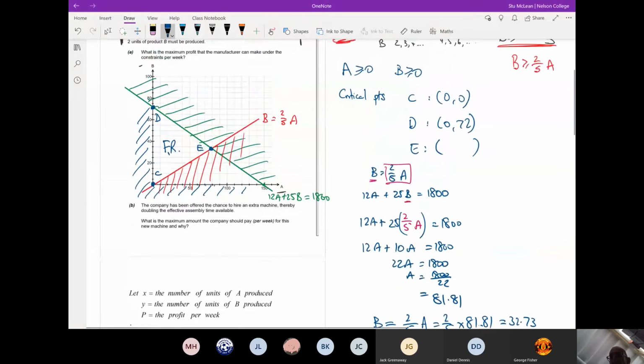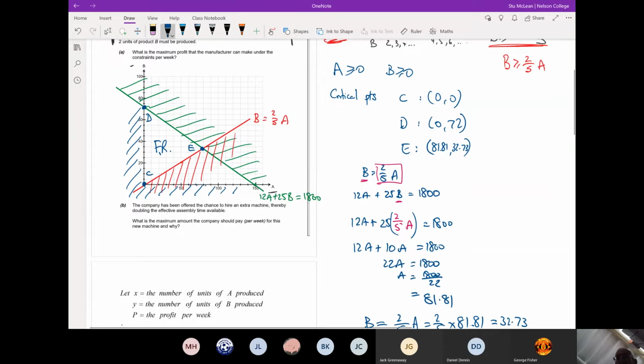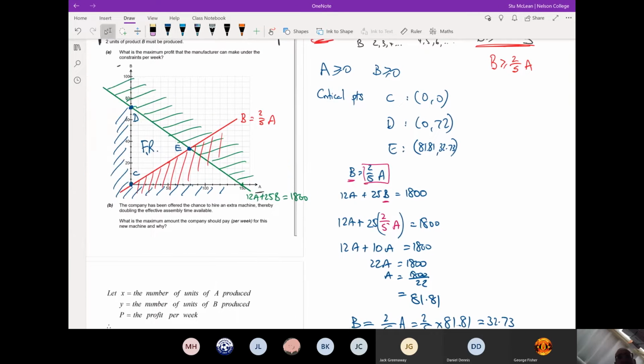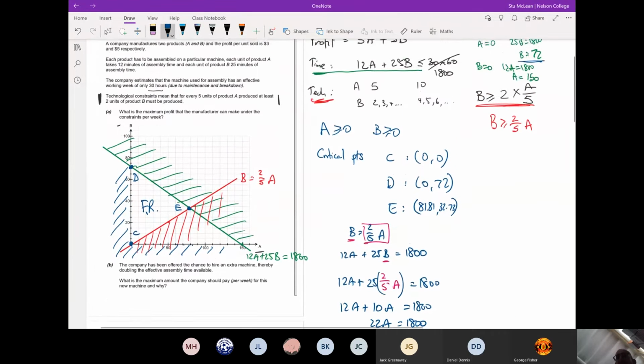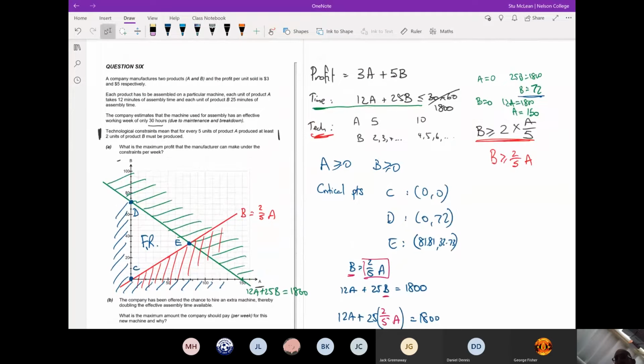So I've now found my three critical points, 81.81 and 32.73. The company has been offered a chance to hire an extra machine, thereby doubling the effective assembly time available. What is the maximum amount the company should pay for this new machine and why? Well, before doubling the time, I'm going to find the profit at these 3 points. My profit equation is 3A plus 5B.